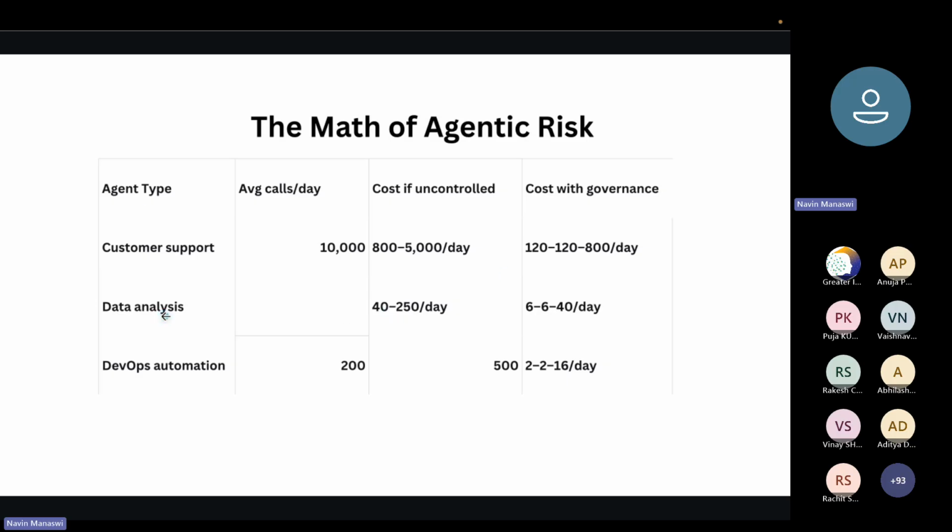Same with the data analysis agent. Suppose you have a data analysis agent which works on your financial data or insurance data or any data. Here you can see you reduce from $40 per day to $6 per day. There is data from the market, and we have seen the A/B testing right now. 800 becomes 120, like 7 times less. 40 becomes $6. And DevOps automation again, 200 to 500 down to just $2. So the message is that you should leverage the compliance layer, OPA policy, so that you will have a lower running cost with better compliance. So you have two advantages: lower cost plus better compliance with the industry.